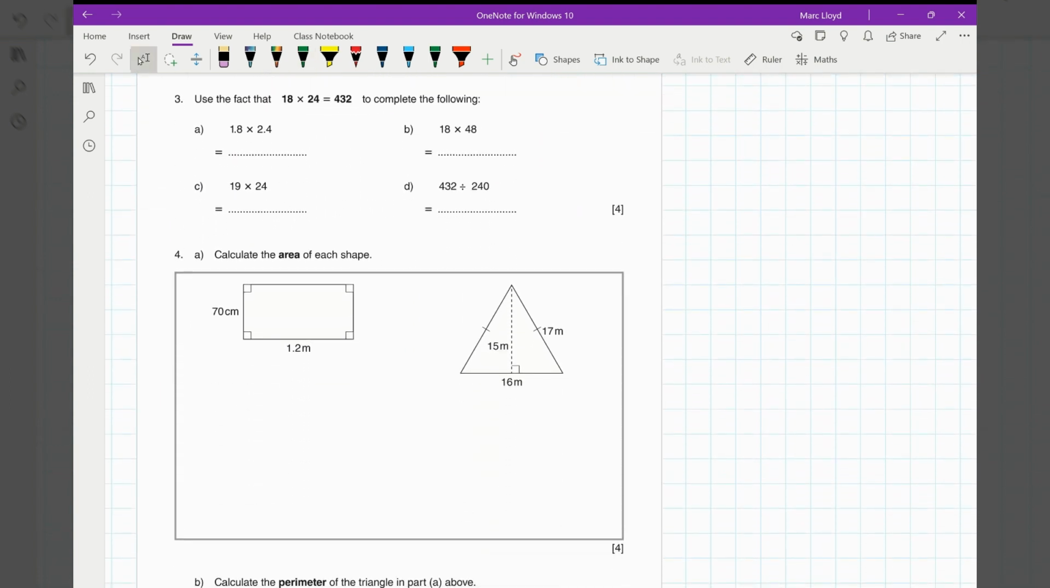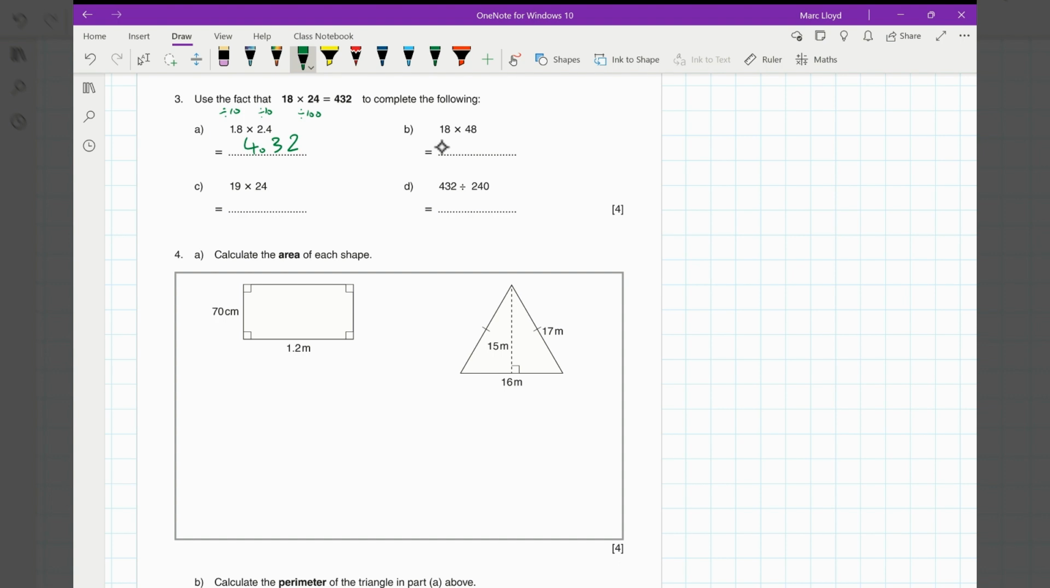Question 3. Use the fact that 18 multiplied by 24 is equal to 432 to complete the following. So with this first one, this is sort of divide by 10. This one's divide by 10 from that original. So our answer is going to be divided by 100, meaning that 432 will become 4.32, moving that decimal place 2 spaces to the left.